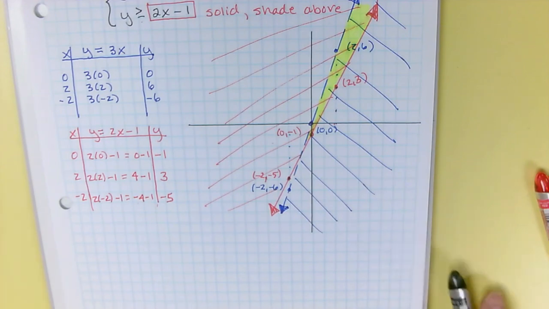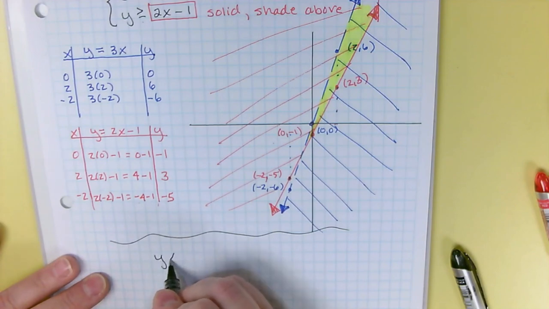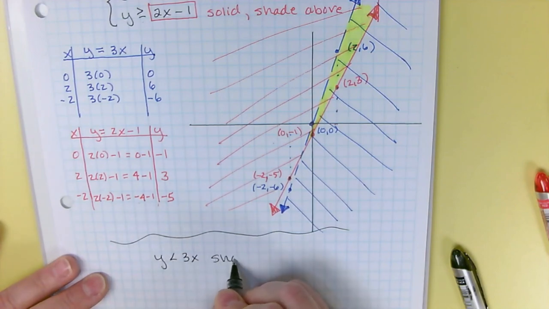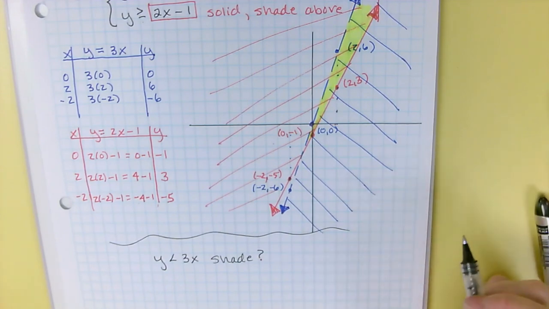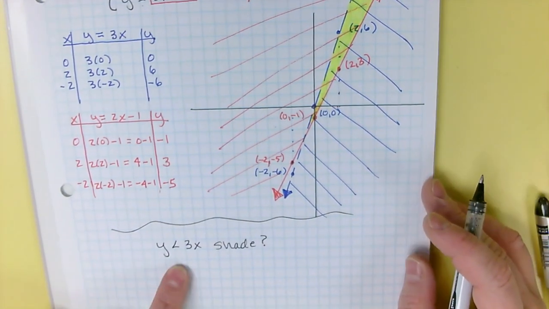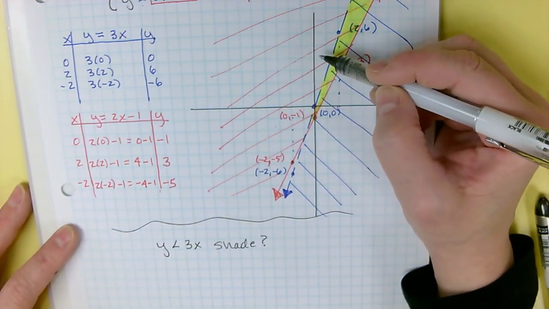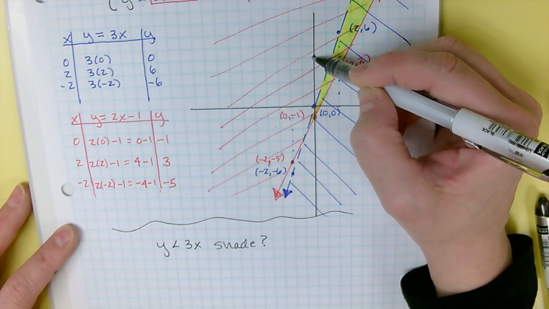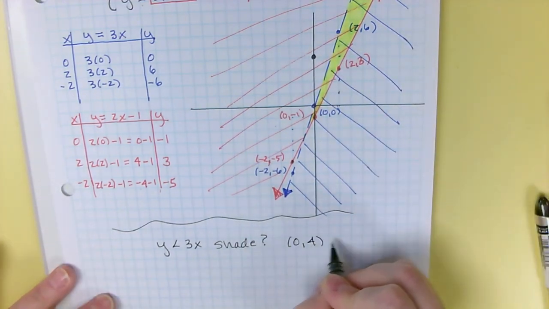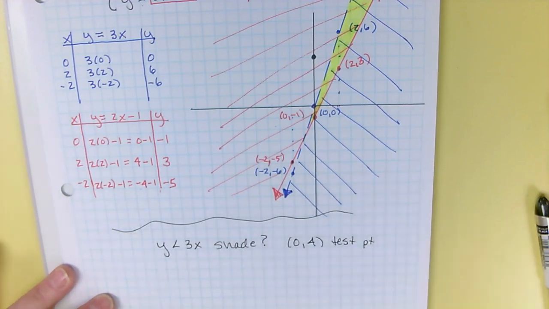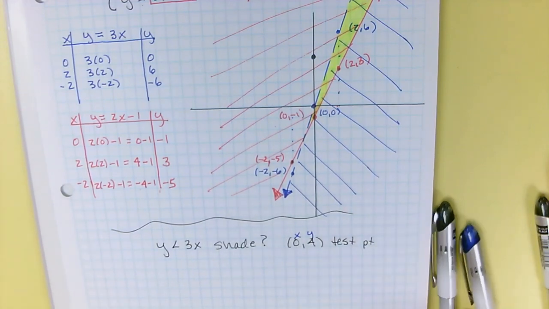Okay, let's say that you ran into some difficulty with shading, and for y is less than 3x, you didn't know which way to shade, you can't remember the rule. So what you do is you pick any point that's not on the y equals 3x line. So I'm just going to pick the point 0, 4, which is right here. It's definitely not on the line. So I'm going to use 0, 4 as my test point, and I'm going to fill 0, 4 in for x and y.